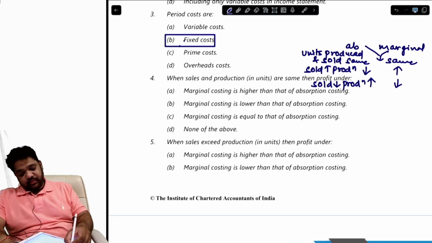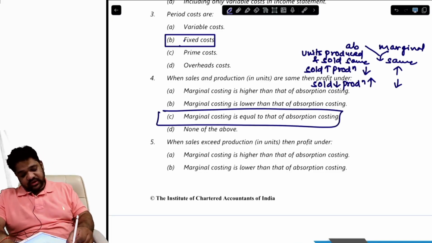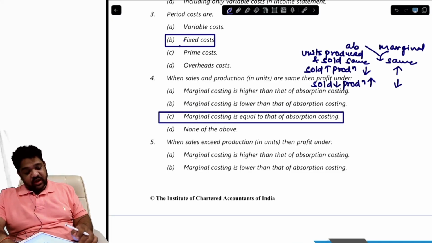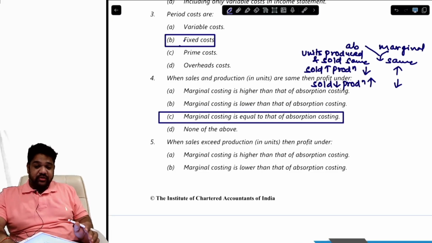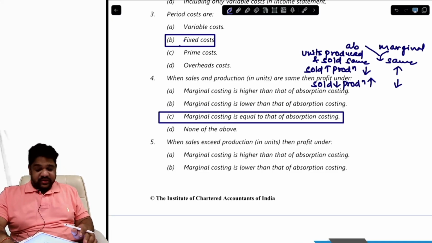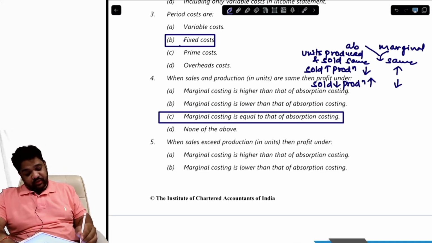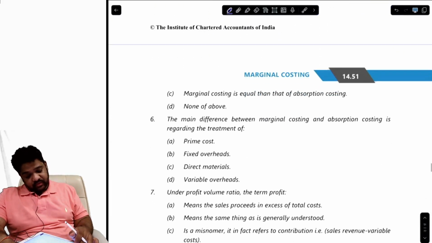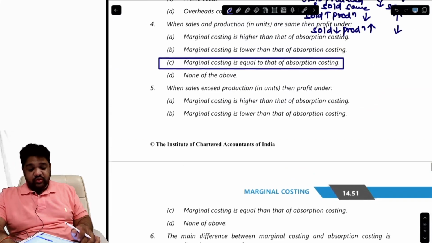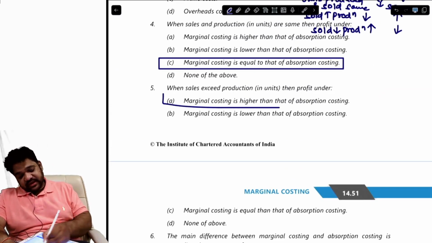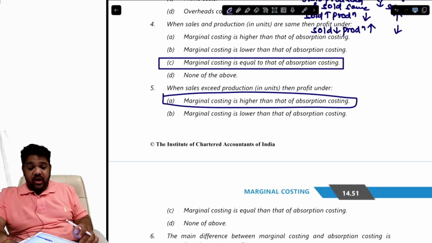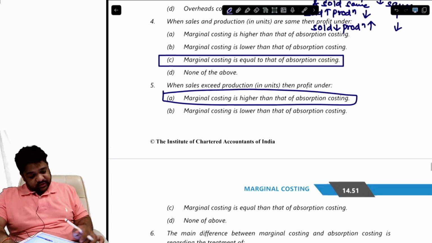They are the same, so profit will be the same. Marginal costing is equal to absorption costing. When the sales exceed production, then marginal will give you higher profit. Where do we have it? Oh sorry, we have it in the first one itself. Marginal is higher than that of absorption. Then comes the next one.